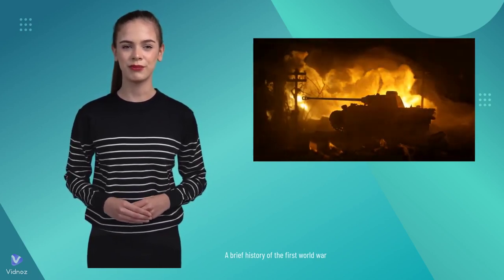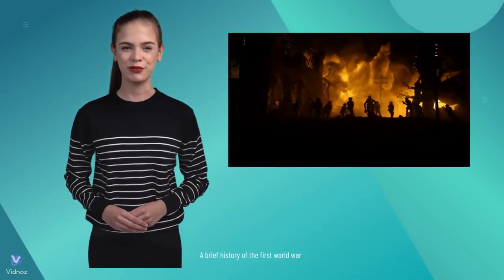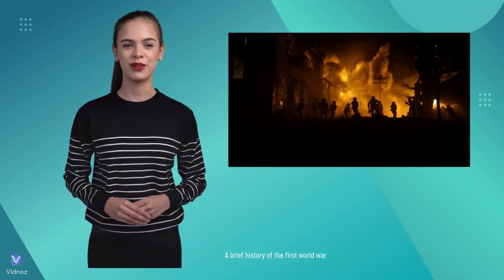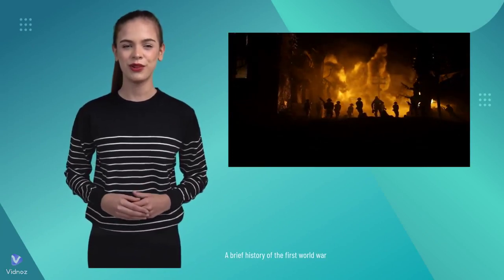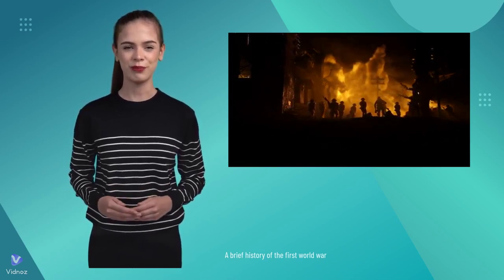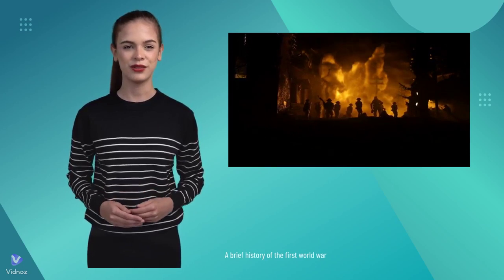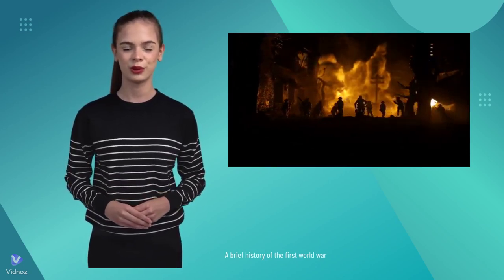The war began on June 28, 1914, when Archduke Franz Ferdinand of Austria was assassinated in Sarajevo by a Serbian nationalist. Austria-Hungary declared war on Serbia, and the conflict quickly escalated. Within a few weeks, most of Europe was at war.